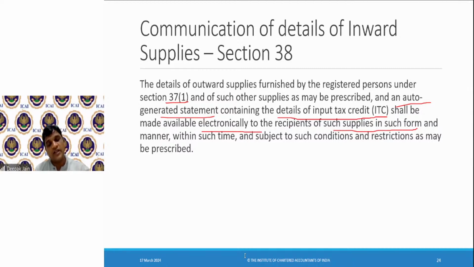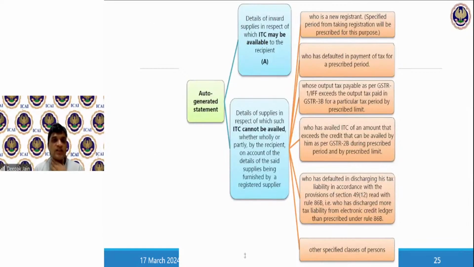You have to very much read the sections so that you understand the gist. That's why I'm reproducing the section. It says the details of outward supplies which is furnished by the supplier will get auto-populated to you along with the details of input tax credit, which shall be made electronically available to you. And such supplies will be made available within such manner and such form, meaning the form and manner will be described in the rules. So the rule says what will be made available to you.